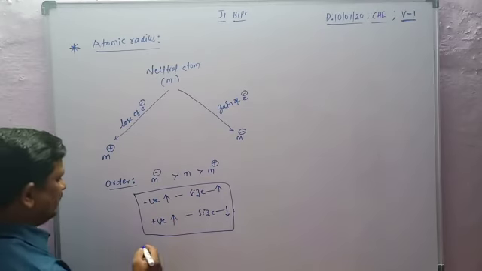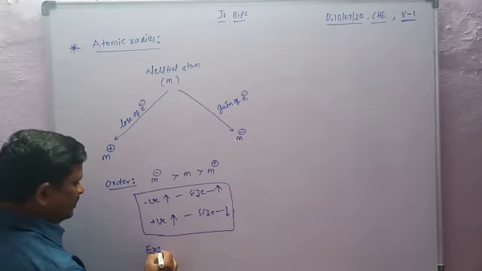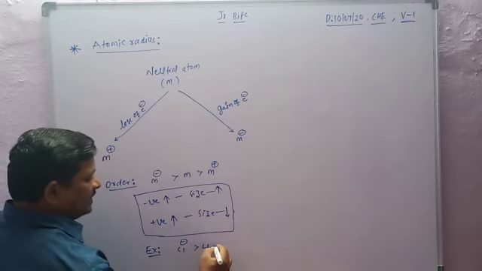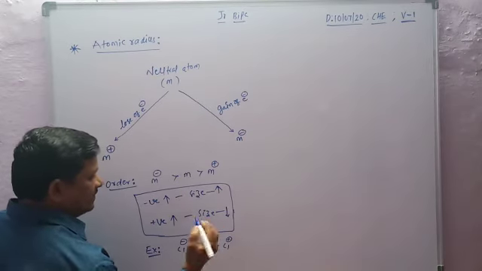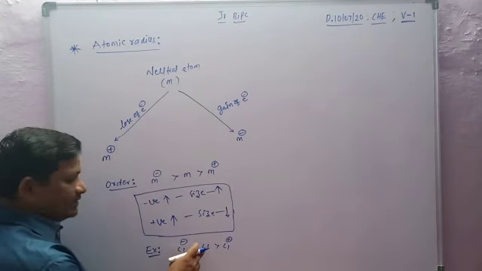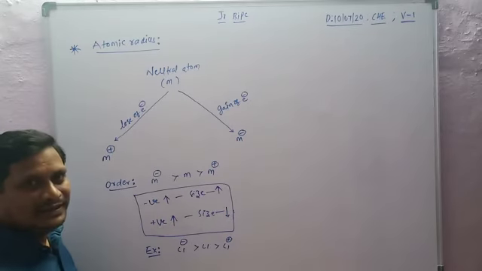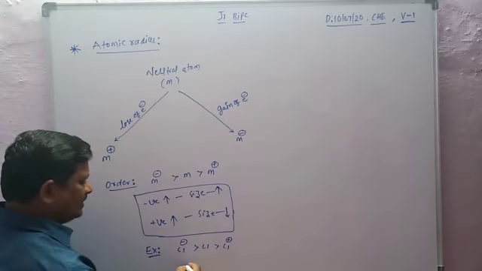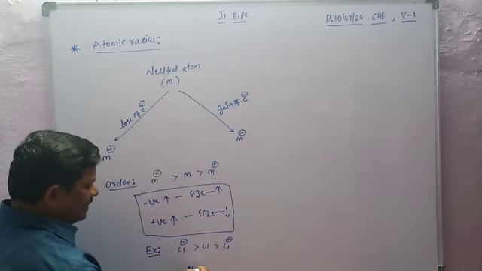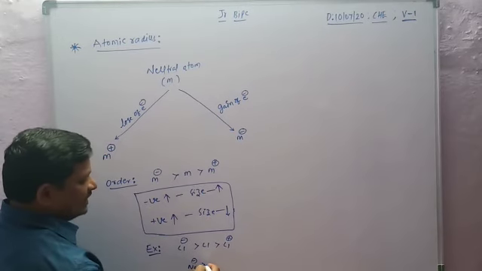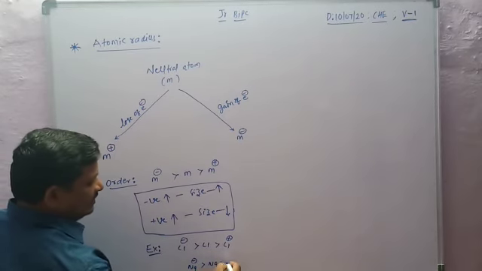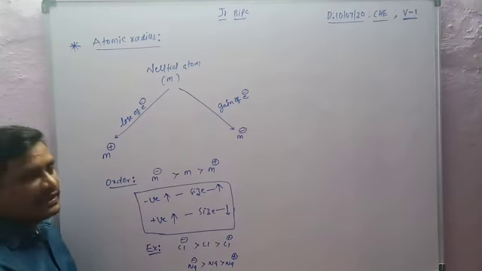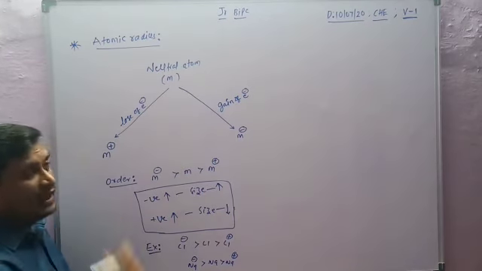This is explained with a suitable example. Cl minus is greater than Cl, which is greater than Cl plus. Cl minus is the anion, Cl is neutral, and Cl plus is the cation. Similarly, Na minus is greater than Na, which is greater than Na plus. This is the radius or size of cations and anions.